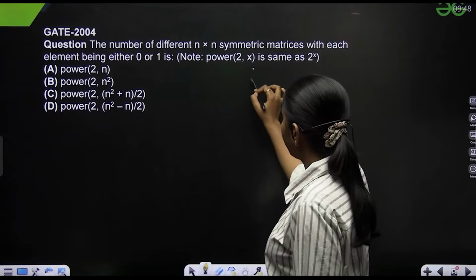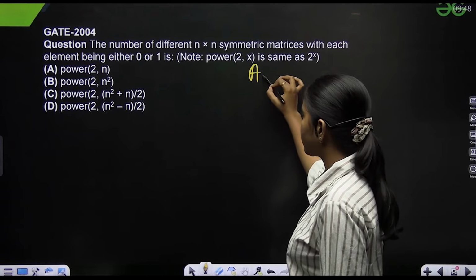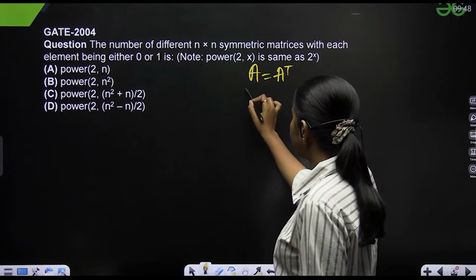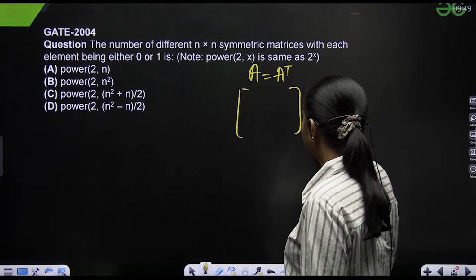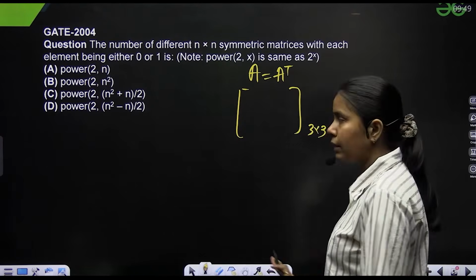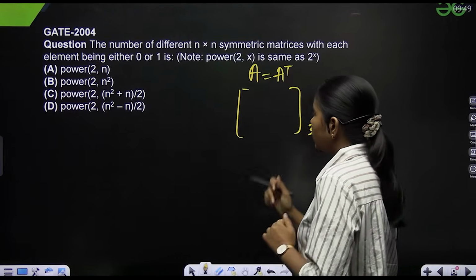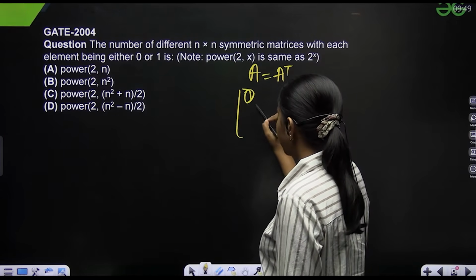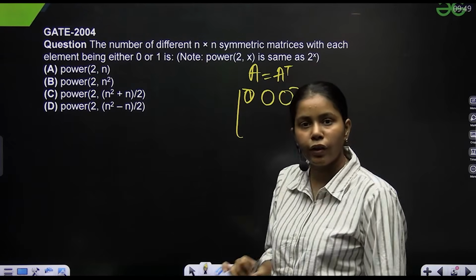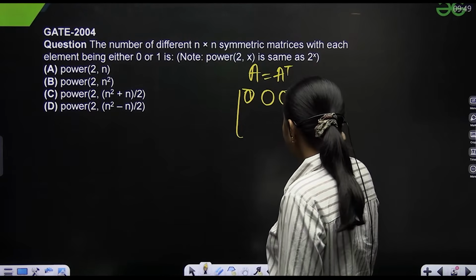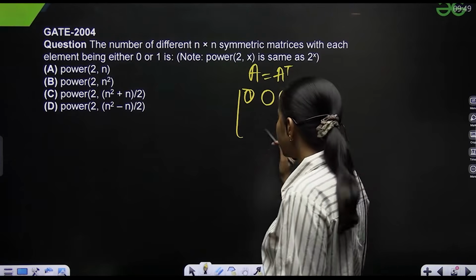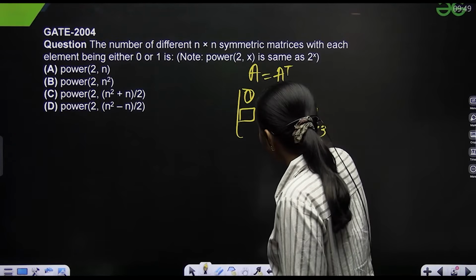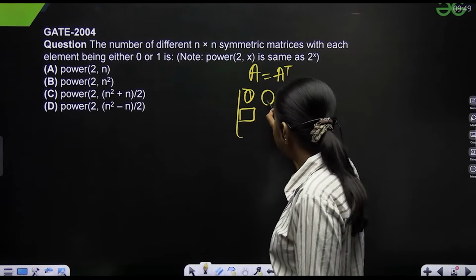See, for a symmetric matrix, I know that A is equal to A transpose. Let's say they ask me to make a symmetric matrix. Let's start with a 3 cross 3 matrix and then we'll go to n cross n. For the 3 cross 3 matrix, the values in the first row I have to fill by myself. But when I go to the second row, this value gets filled by itself. How does it get filled by itself? Because it is a transpose, so whatever I have filled here, either 0 or 1, the same value would be here.